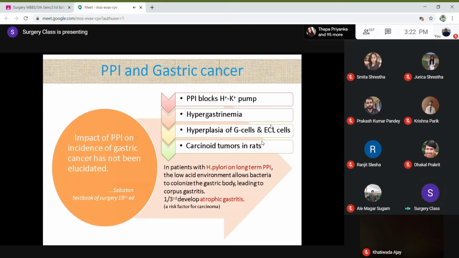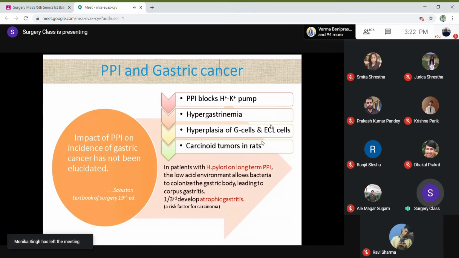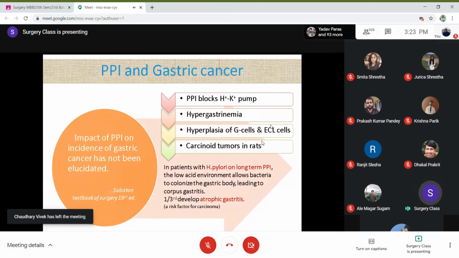Okay, so proton pump inhibitor and gastric cancer. So the proton pump inhibitor initially blocks the hydrogen potassium ATPase pump, giving rise to hypergastrinemia, because there will be decreased acid secretion that will give rise to an increase in gastrin secretion. So that for increased gastrin secretion, you need hyperplasia of G cells and enterochromaffin-like cells.